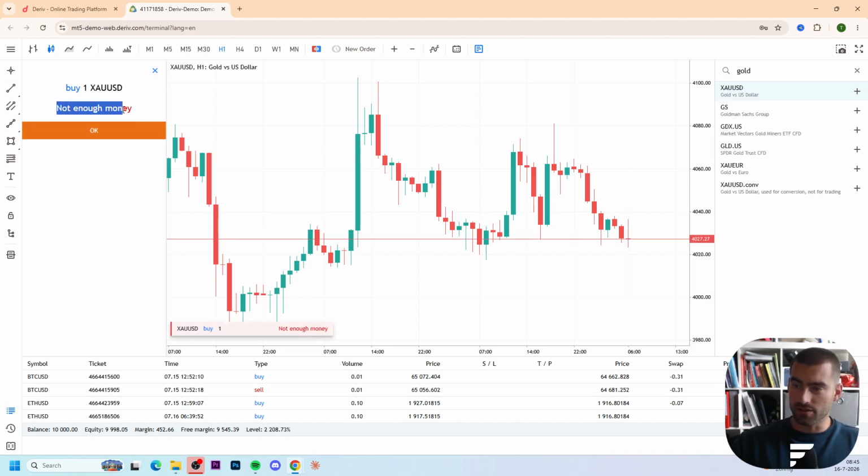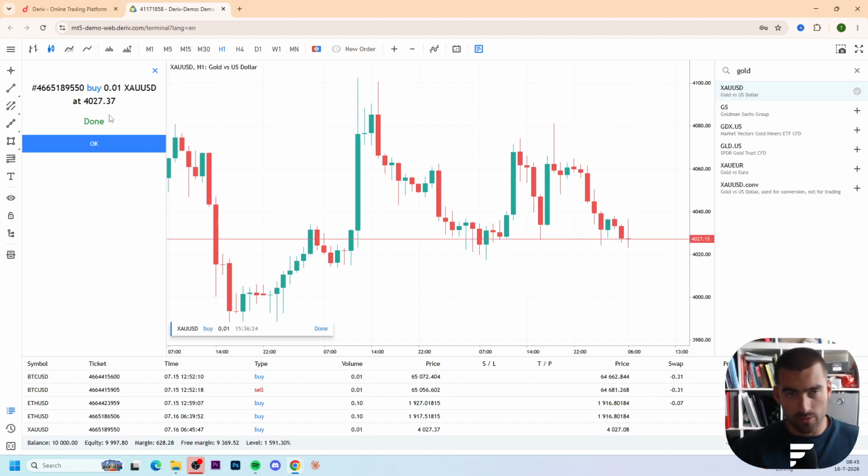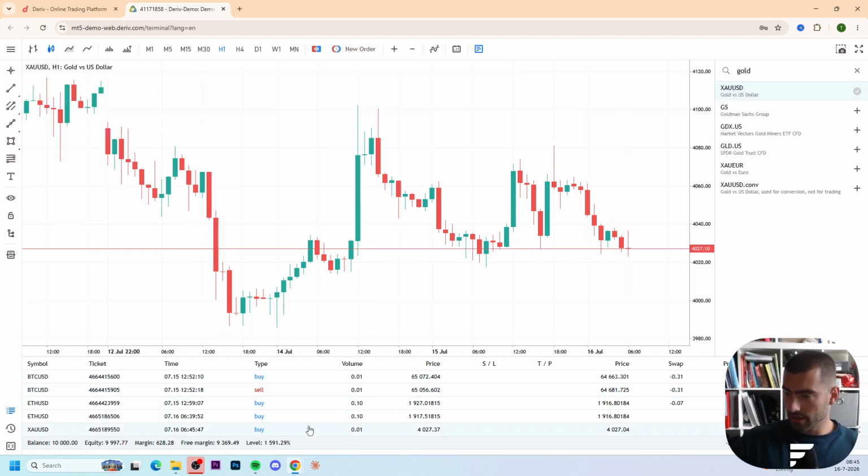Then it tells us not enough money because we are not that rich. So what we're going to do is we do exactly this. And now we do buy by market and now the execution is failed. So then if you scroll down a little bit, you will find right here that we created ourselves a 0.01 volume of gold. So this is in a nutshell how you can buy gold on Deriv.